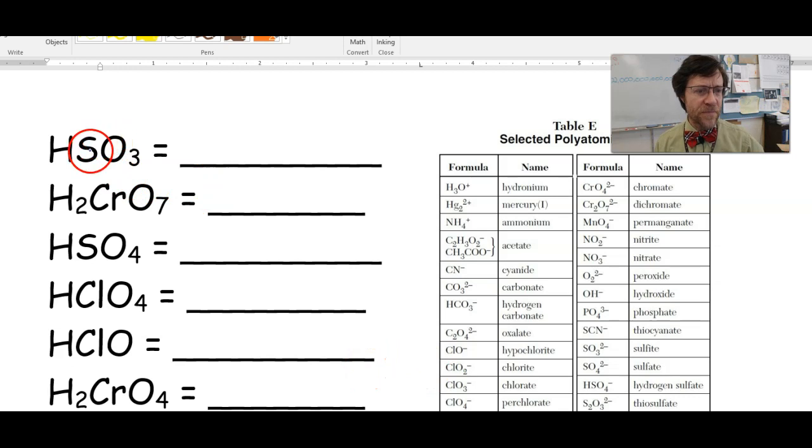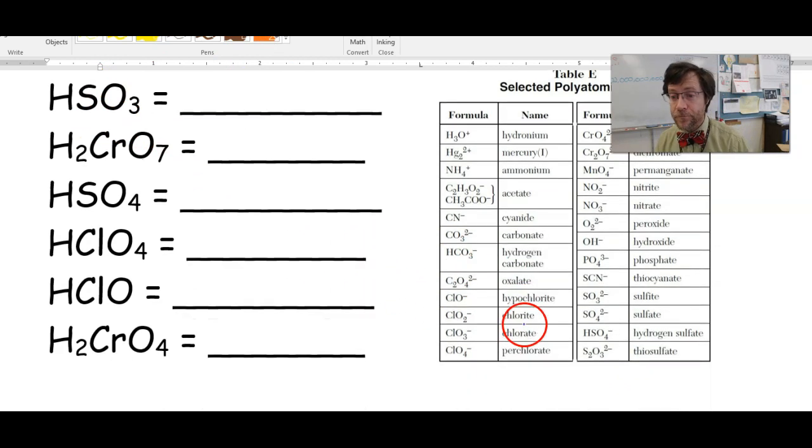Now, let's try naming some of these. Okay, so SO3. Look, these are all polyatomic ions, so this will be easy. I'm going to start them all with hydro, right? Please don't do that. So, SO3. I'm going to look up SO3. Oh, there it is. It's sulfite, S-U-L-F. Ite to ous. That's all you got to do.